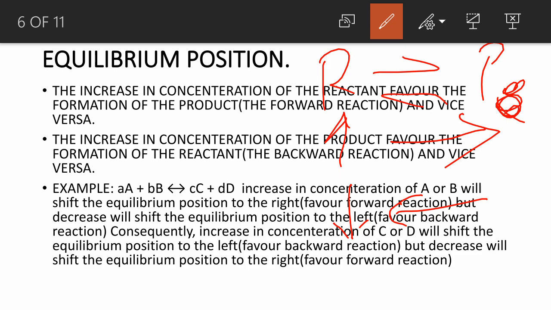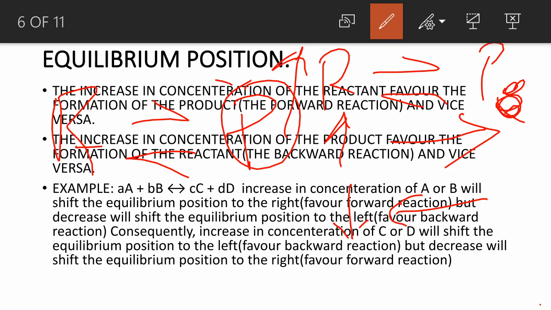In the same way, an increase in the concentration of the product favors the formation of the reactant. That means the backward reaction. So if I increase the concentration of the product, it is going to favor the backward reaction, and vice versa, if I decrease the concentration, it will favor the forward reaction.